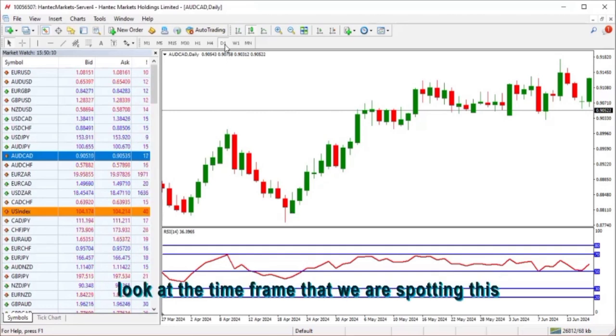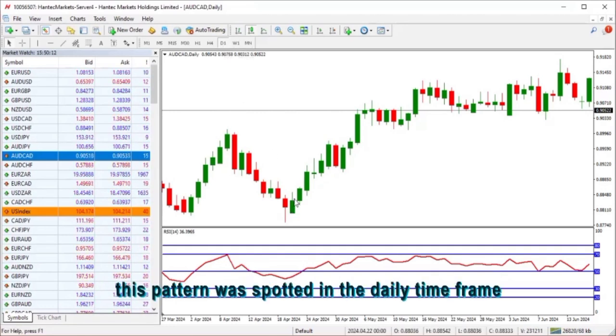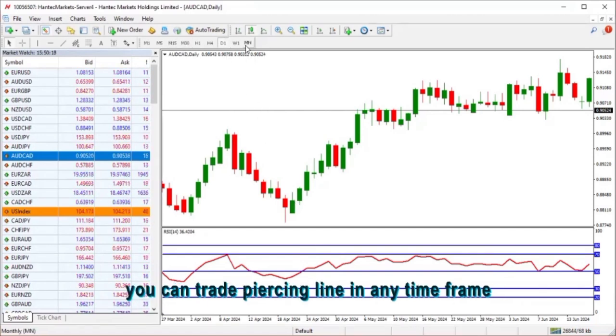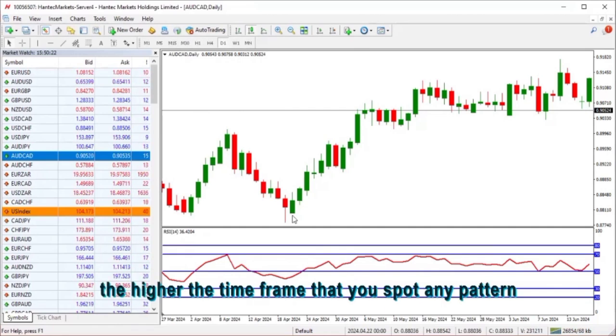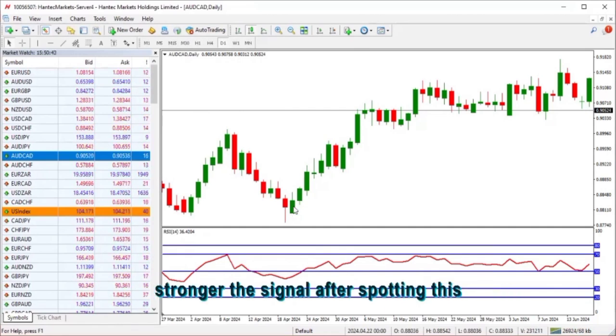So when this is spotted, another thing that we need is an entry filter. Look at the time frame that we are spotting this. This pattern was spotted in the daily time frame. You can trade piercing line in any time frame. You can spot it in any of the time frames. The higher the time frame that you spot any pattern, the stronger the signal. After spotting this, remember, it's a signal, so we need an entry filter.